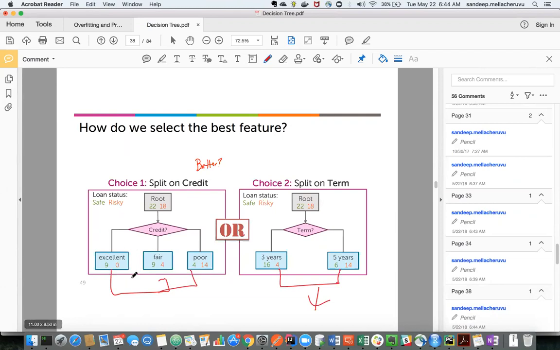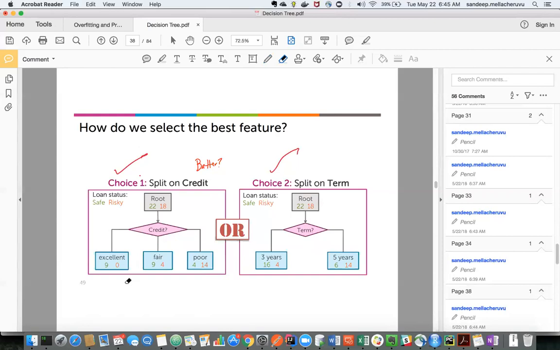But just before understanding which one is better, just go through these three branches, as well as these two, and tell me which criteria is good, which choice is good. Is choice one good or choice two good? Just by inspecting. No need to find out any mathematics or anything. Just go through the nodes that are split on and see which one is looking much better. Is term looking much better or credit looking much better? Just try to look into it.